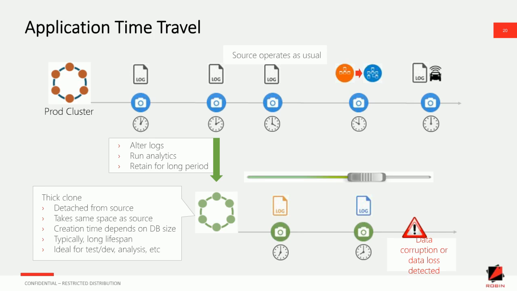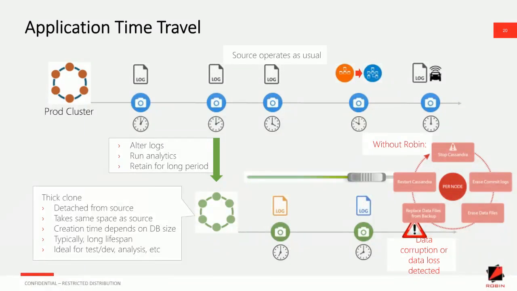So how do we recover? Typically, in the absence of Robin, you would go out there, you would stop the cluster, you would delete the old commit logs and data files, restore from backup, restart, and this has to be done per node, right? So it's again a time-consuming activity.